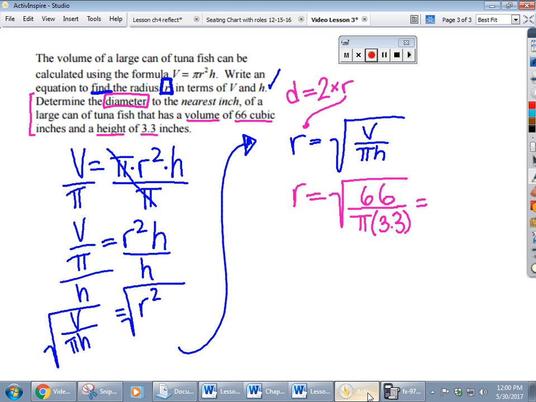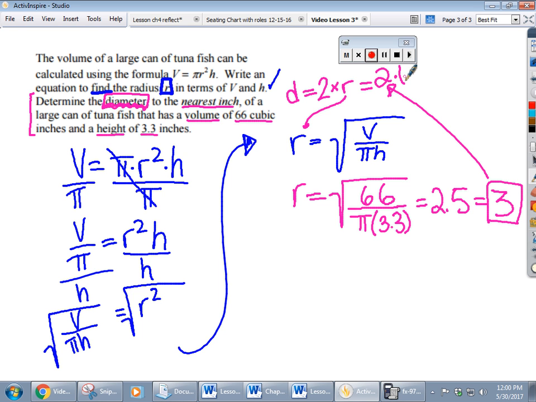Fortunately, my problem is asking me to round to the nearest inch. So I'm going to put 2.5, but if I round that to 3, but wait, not done, because again, it asks me for the diameter. So coming back up here, my diameter is 2 times my radius, which is 3. I get 6. Don't forget to add units, and that is your final answer.